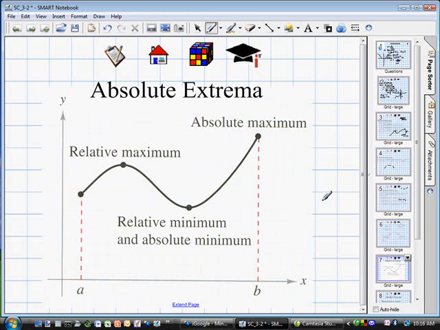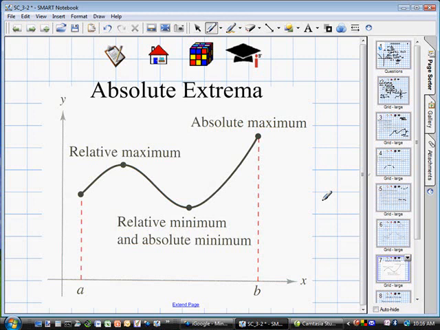Terminology. Here we have a curve, a generic curve over an interval from A to B. This point right here is a relative maximum. It's not the highest point of the whole curve, obviously, right? But for this vicinity, this is a high. So we call it a relative max. Here we have a relative min.